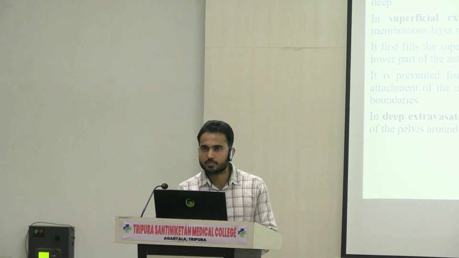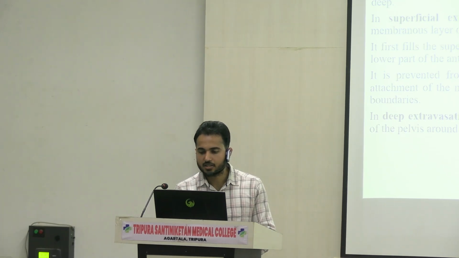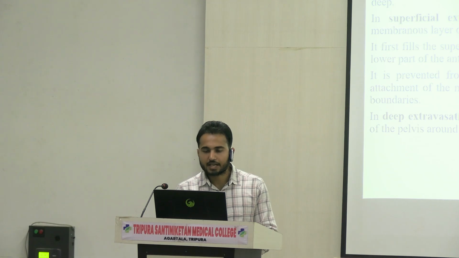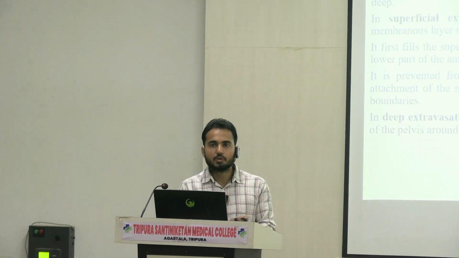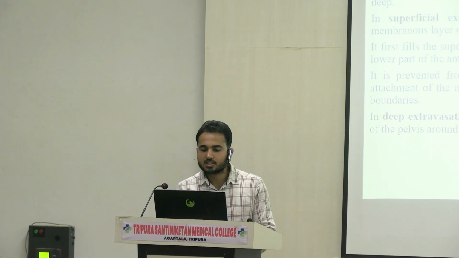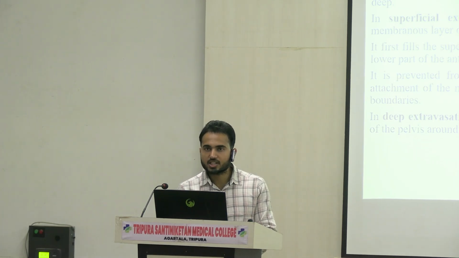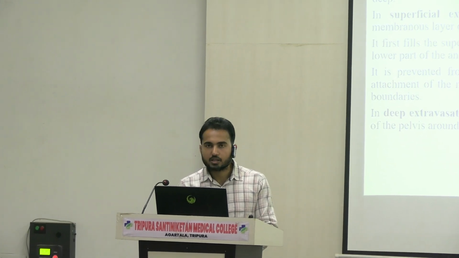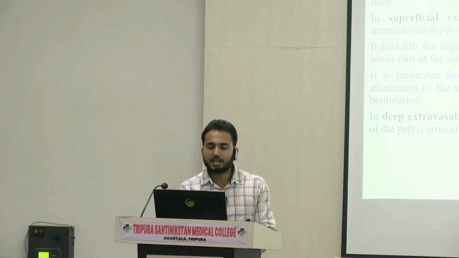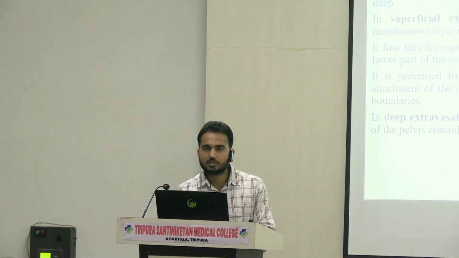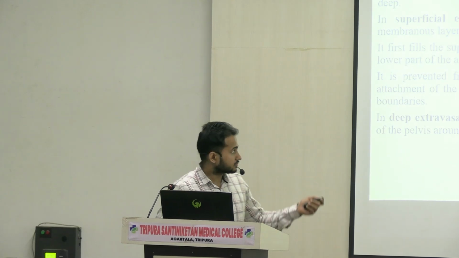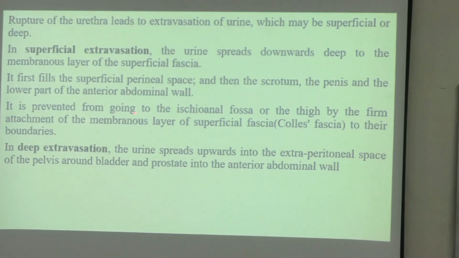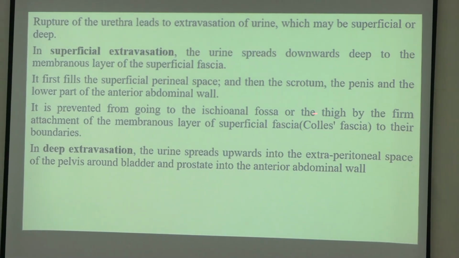First it will fill the superficial perineal space, then scrotum, penis and the lower abdominal wall. These are the areas where urine can go and spread, but it is prevented from going into the ischioanal fossa or into the thigh by the firm attachment of the membranous part of the superficial fascia, that is the Colles fascia.